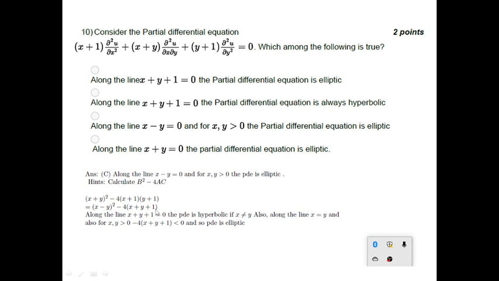So here, the last question's answer you might have got along the line x minus y equal to 0, and for x comma y greater than 0, the PDE is elliptic. Okay. Is there any doubt in this?